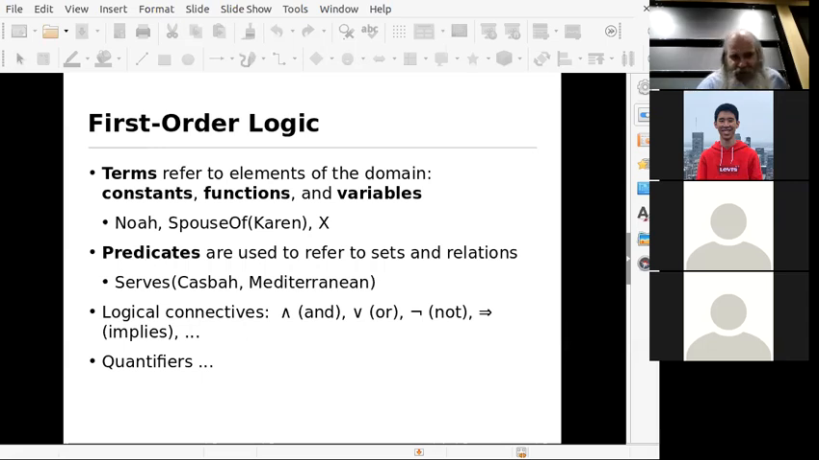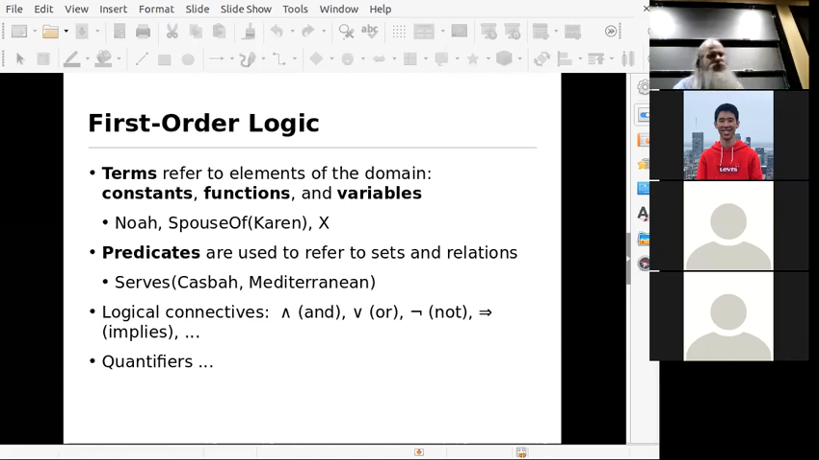Predicates are things which can refer to sets and relations. So we can say serves Casbah Mediterranean because it gives Mediterranean food. And we can have logical connectives like and, or, not, and implies, okay? Now, implies is actually exactly the equivalent of not a or b, so you can actually replace implies with some other logical form and it means exactly the same, but we often use implies because we like to do it. And we have quantifiers.